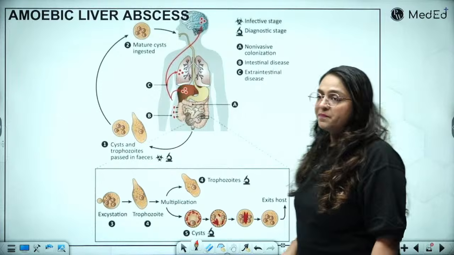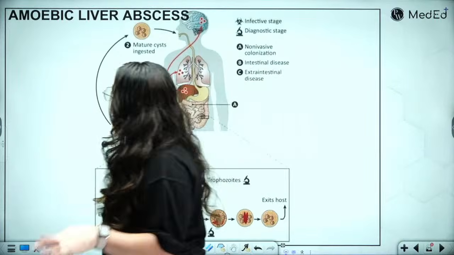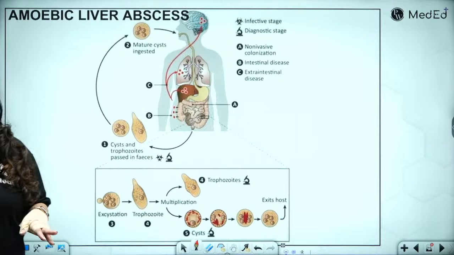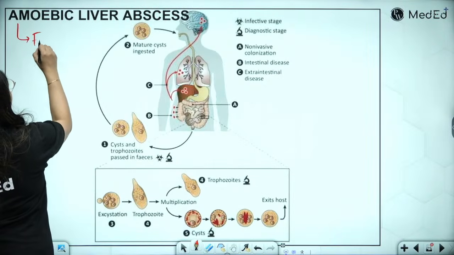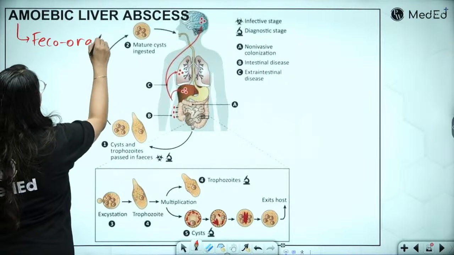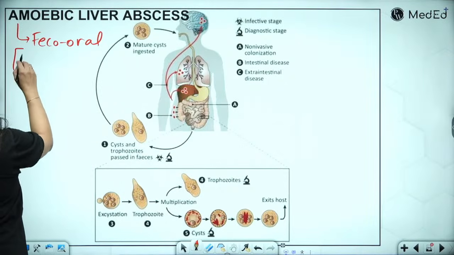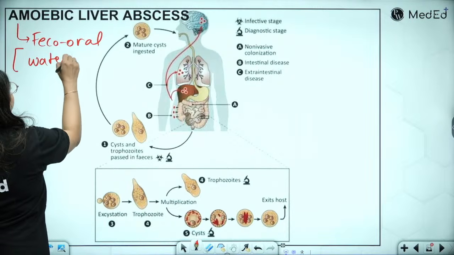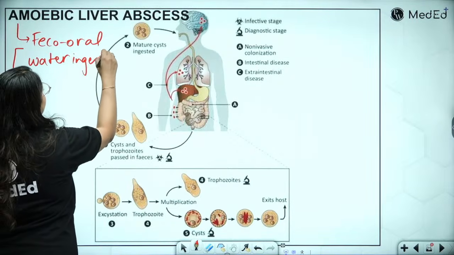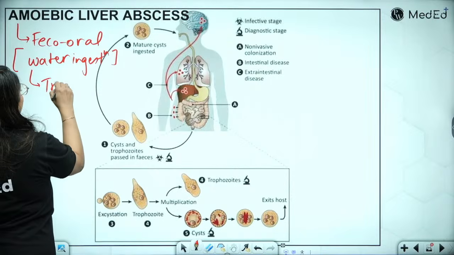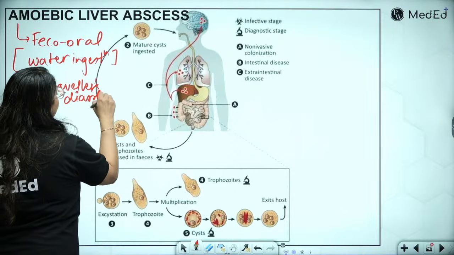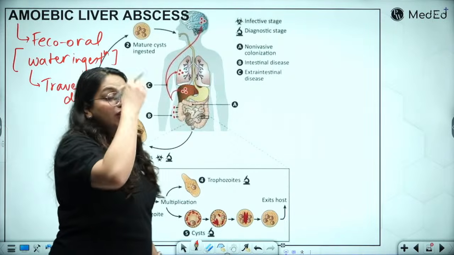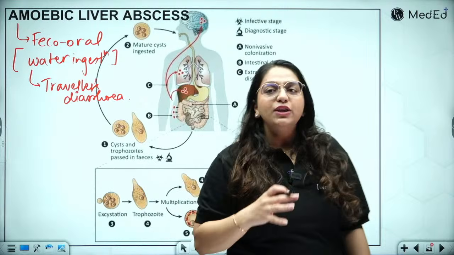Amoebic liver abscess. How does it happen? Feco-oral route. Amoebic liver abscess is caused by feco-oral transmission. What history will you get? Water ingestion. Because of this impure water, it can lead to travelers diarrhea. So people who are travelers, drinking non-boiled or non-mineral water, usually get infected.